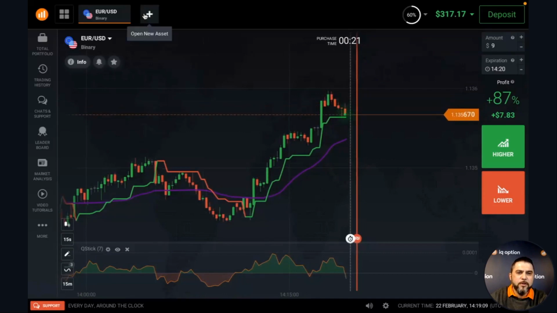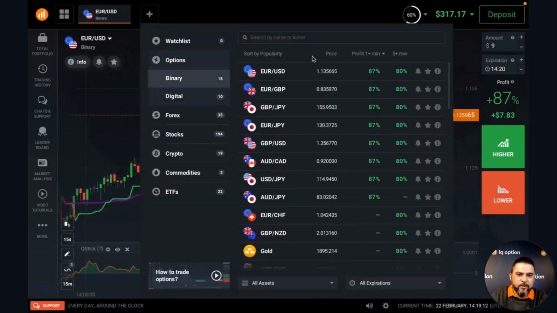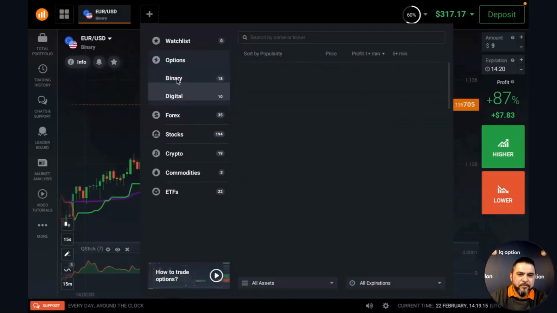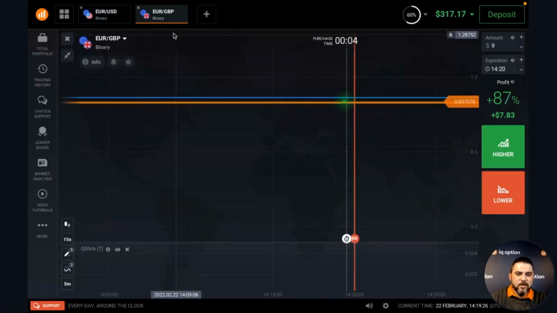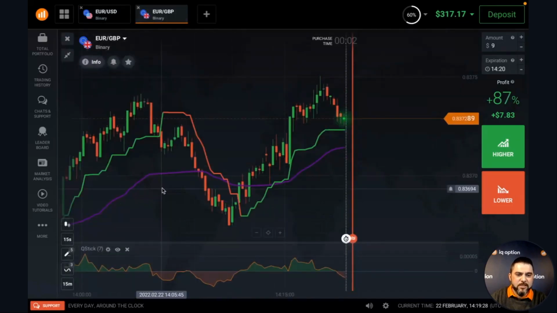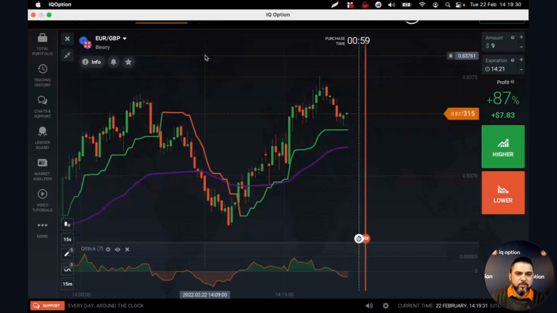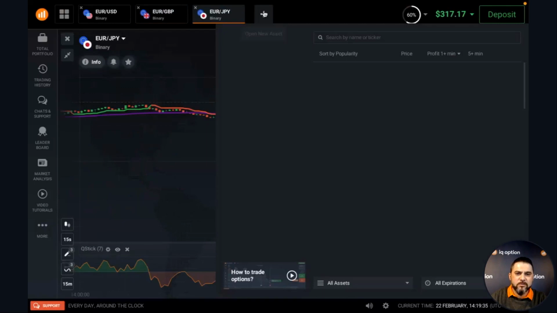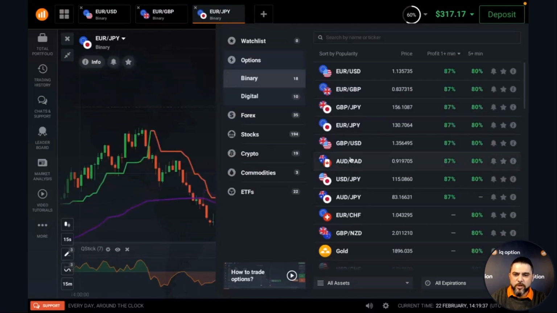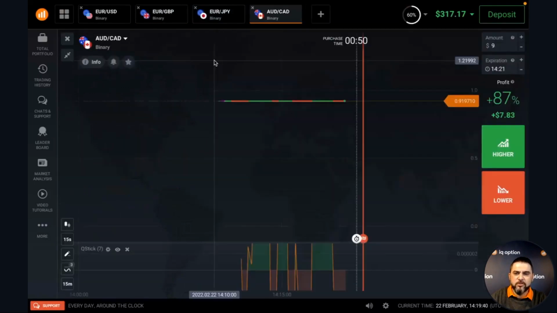Another good thing to do is always, whenever you're trading on binaries or digitals, look for the assets with the highest profits. It's important. It's part of money management. As I can see here, there's quite a few that give me 87% profit. That is very, very good. So I have my Euro USD already. I'm going to add the GBP. As you can see, it comes in with my setup and the timeframes as I have on the original one. That's fine. Let's go with Euro JPY as well, just for the example. And Australian Canadian. Let's go with that one too.